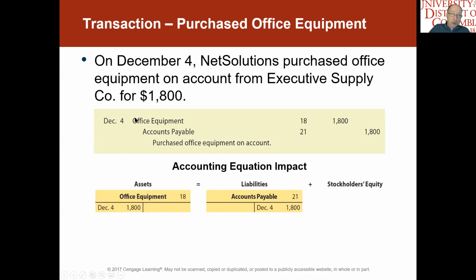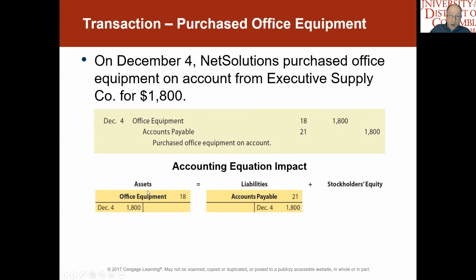So we are going to debit our office equipment for $1,800. As you know, that's an asset. Office equipment is an asset. That's account number 18. We're going to credit our accounts payable account by $1,800 to increase our accounts payable. Accounts payable, as you know, is account number 21. This transaction was to purchase office equipment on account. That's the note.